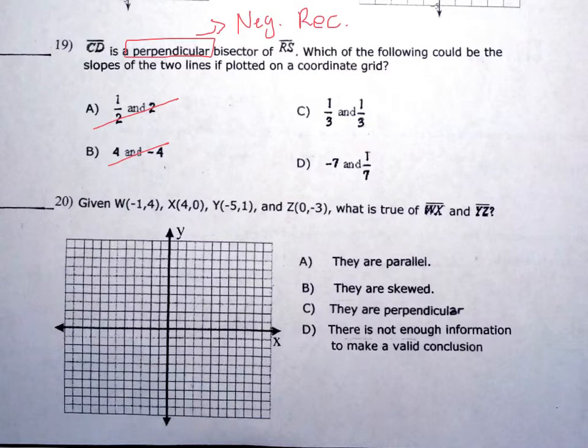It's positive and negative, but they're not the negative reciprocals. 1/3, 1/3? No, that's for parallel lines. So the one that is negative reciprocal slopes is D, negative 7/1 and 1/7. You switch them around, one positive, the other one is negative. Any questions? So far so good? Okay, so that is D.